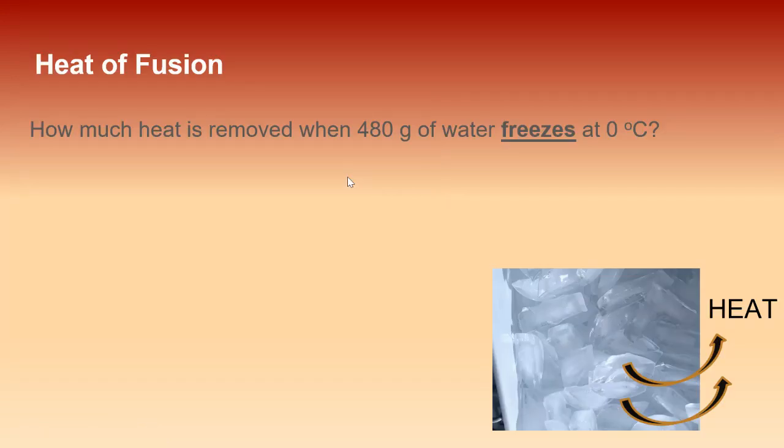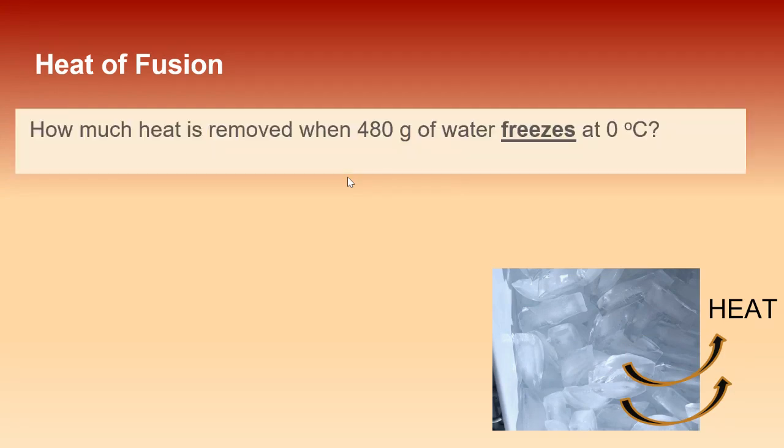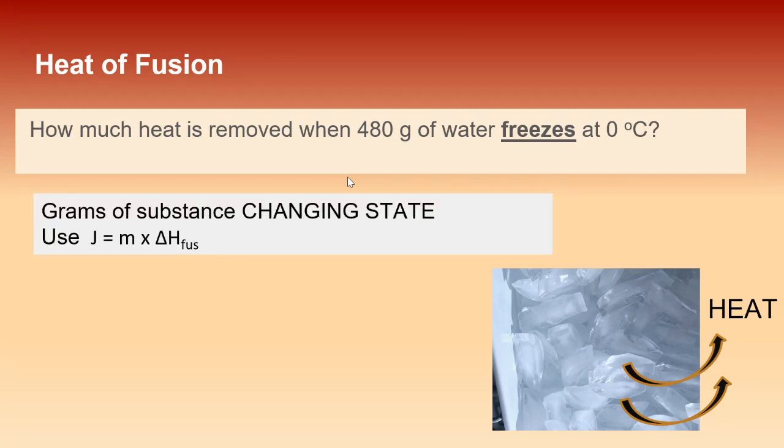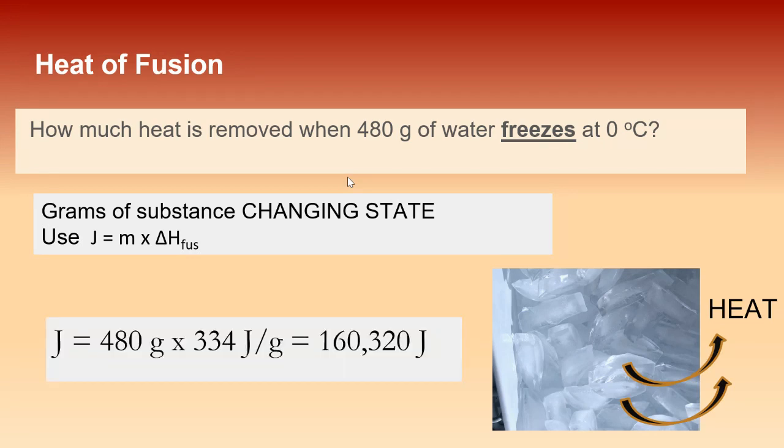All right, so let's talk about if you had water freezing at 0 degrees, how much heat do you need to remove? It's staying at 0 degrees, so we're going to just use this equation. And delta H fusion was given as 334 joules per gram. So if it was 480 grams of water that I was trying to pull the heat out of, 480 grams times the 334 joules per gram will give me joules, and it's 160,000 joules.